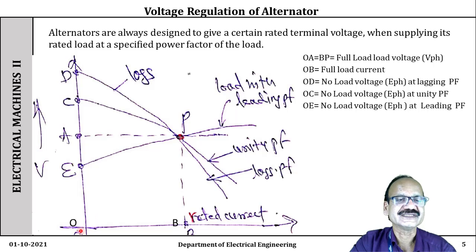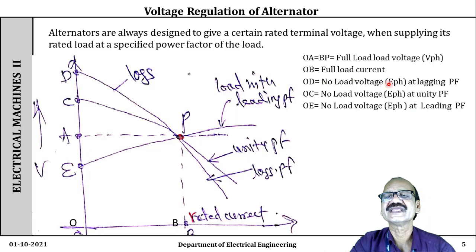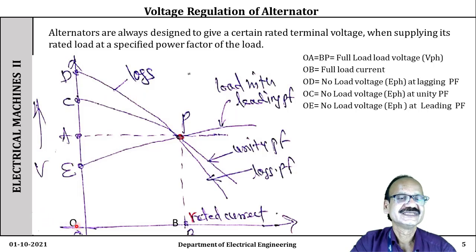That is at the origin, and the curve trace for the lagging power factor is like this at the point D, and therefore OD represents the no load voltage EPH, meaning per phase, at a lagging power factor. See, everything is here on a per phase basis. Therefore, OD represents the per phase voltage at a lagging power factor at no load.